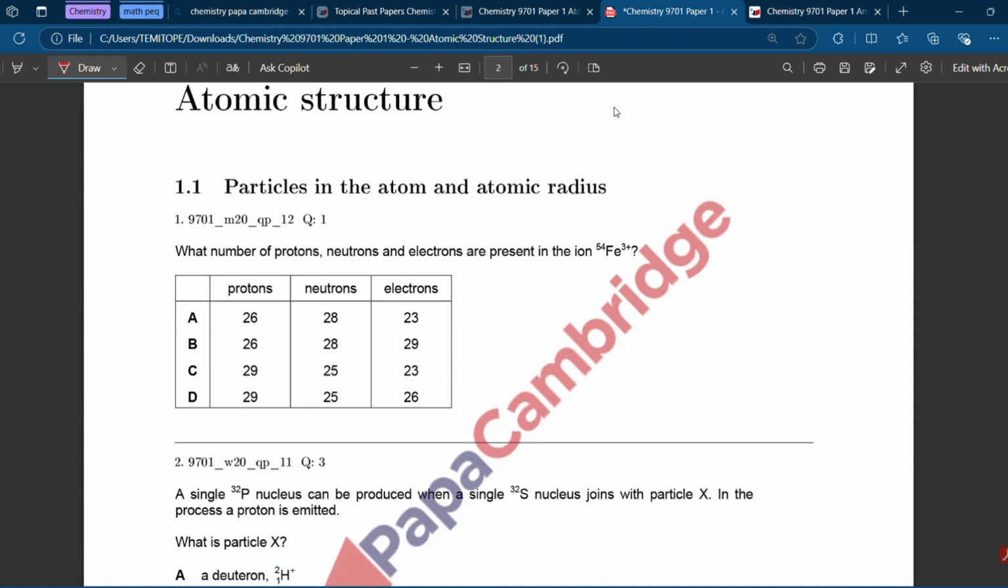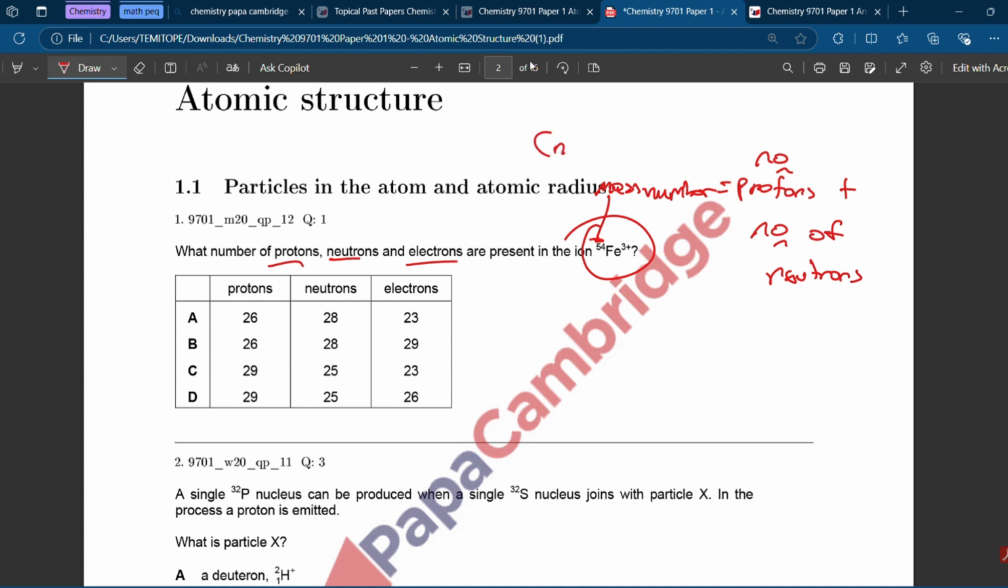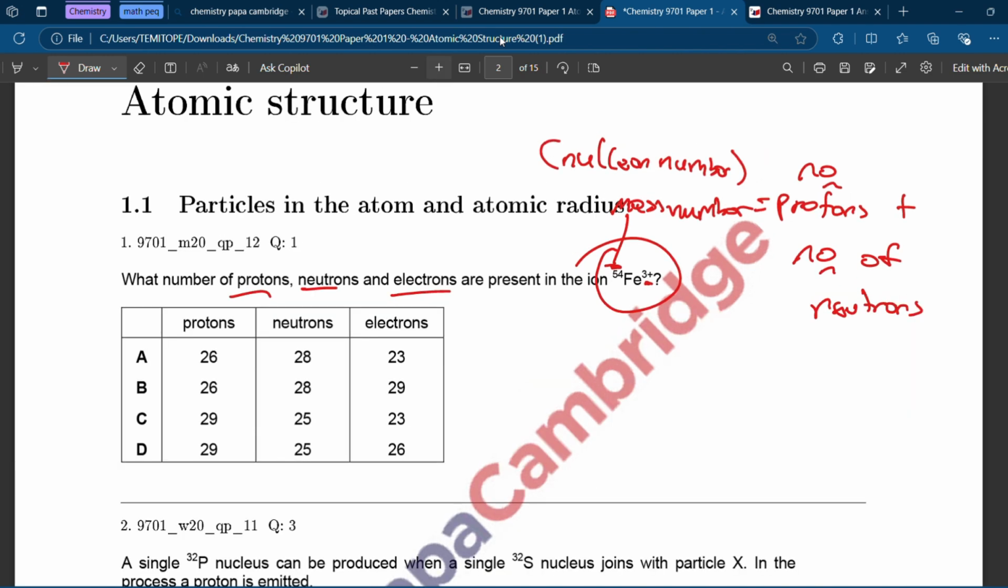They ask us the first question: what is the number of protons, neutrons, and electrons found in an Fe 3 plus ion? The number on top tells us its mass number, which is the number of protons plus the number of neutrons. That's why some textbooks call it the nucleon number, because it contains the number of particles in the nucleus. The ion has also lost 3 electrons because of the 3 plus charge on it.